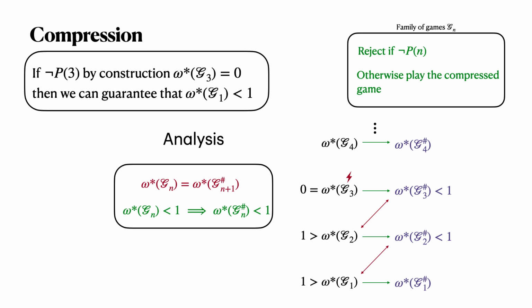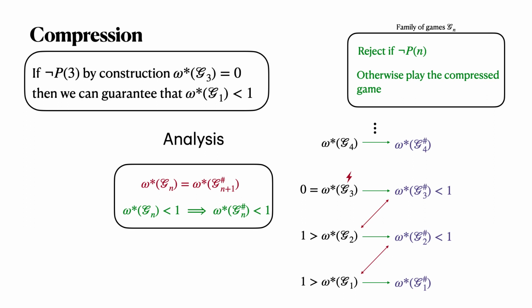For concreteness, suppose P evaluated at 3 is false. Then by construction of our family of games, the value of game G3 is 0. And by the guarantees of the compression theorem, we know that the value of the compressed game G3 is also less than 1. This step in our argument is illustrated by this green arrow from G3 to G sharp 3 in the diagram.